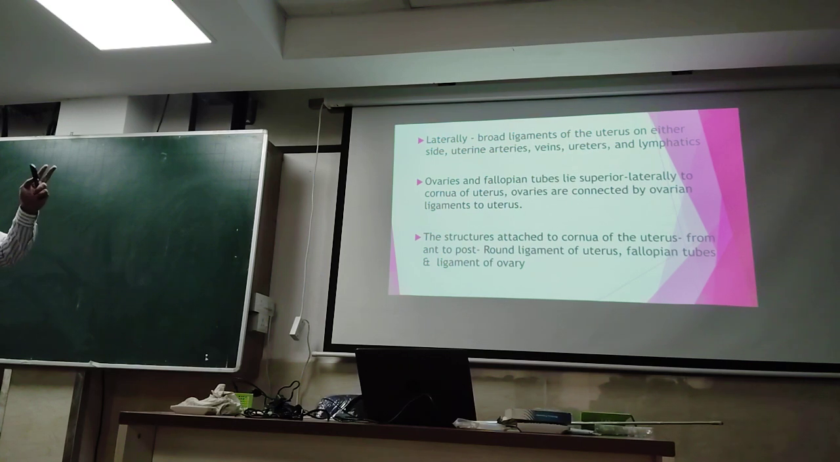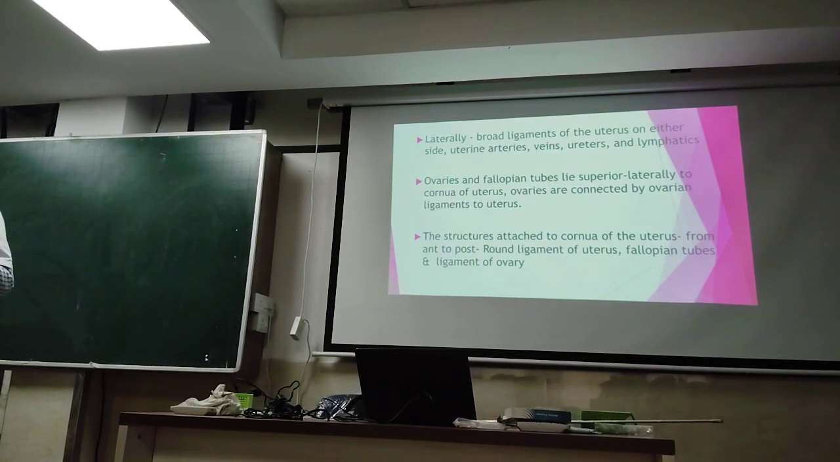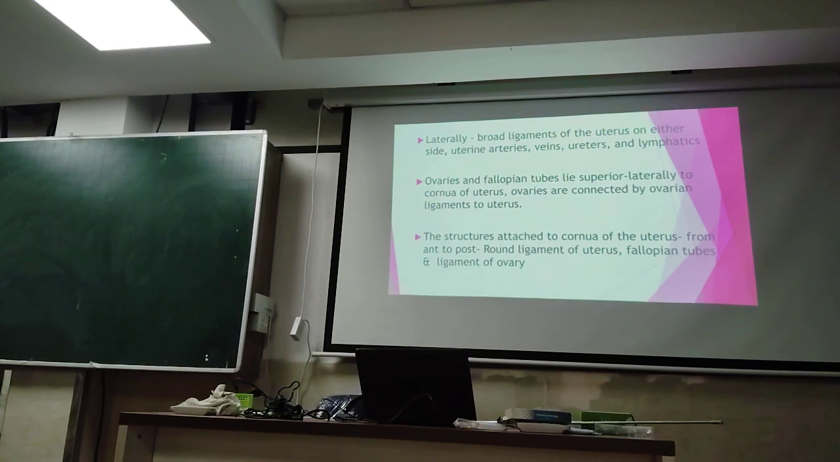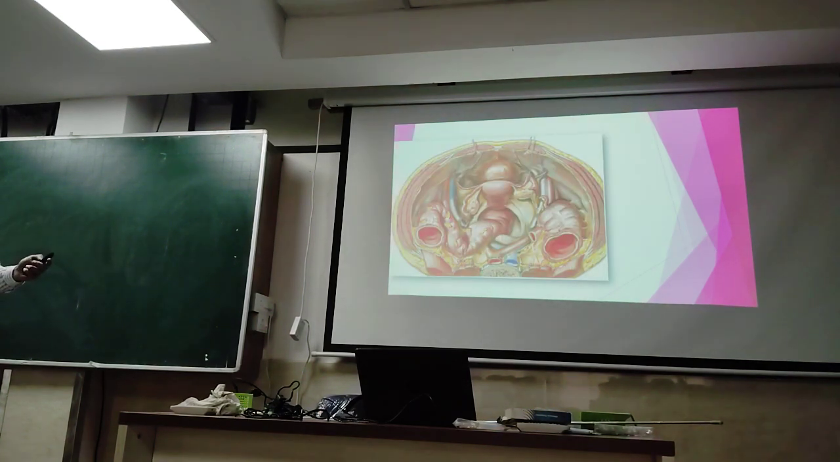Laterally, the broad ligaments of the uterus are seen on either side, with uterine arteries, veins, lymphatics, as well as ureters. The ovaries and fallopian tubes lie superolaterally, and the ovaries are connected to the body of the uterus via the ovarian ligaments. The structures related to the corner of the uterus from anterior to posterior are the round ligaments of the uterus, the fallopian tubes, as well as the ovarian ligaments. Like in this structure, the round ligaments are seen, the fallopian tube, and the ovarian ligament, which is attached to the uterus.